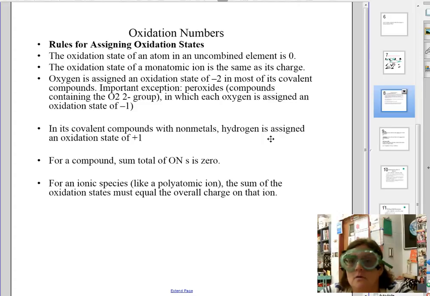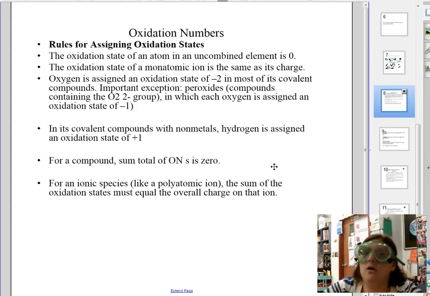Nonmetals, because they're making covalent compounds, their electrons are being shared, and we know that electronegativity is how attractive something is. So the stronger the electronegativity, those are going to tend to be negatively charged, and the weaker ones will tend to be positively charged as far as the electrons being shared. Okay? But the best way to do it, you just have to remember the basic rules and try to add everything up to 0 unless it's a polyatomic ion.